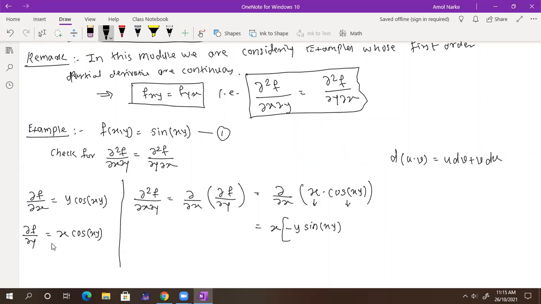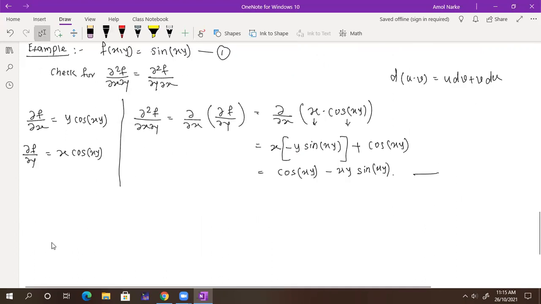Plus the second term as it is, cos xy, and the differentiation of x is 1 only. So what am I getting? cos xy minus xy sin xy. Can we call this equation 1?